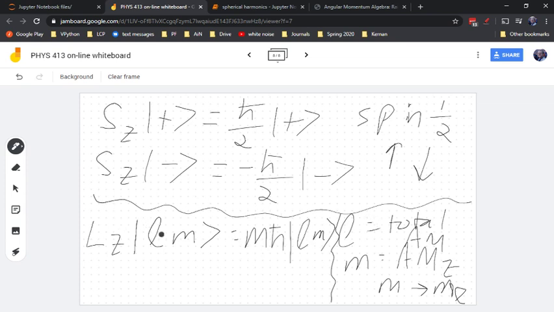The reason this L is here is because M can be anywhere from negative L to negative L plus 1 to negative L plus 2, etc., all the way up to L minus 1 and L. So if your L, for example, is 1, let's say you're working with a total angular momentum of 1, your M can be negative 1, 0, or 1. If you're working with an L of 2, then M can be negative 2, negative 1, 0, 1, 2.